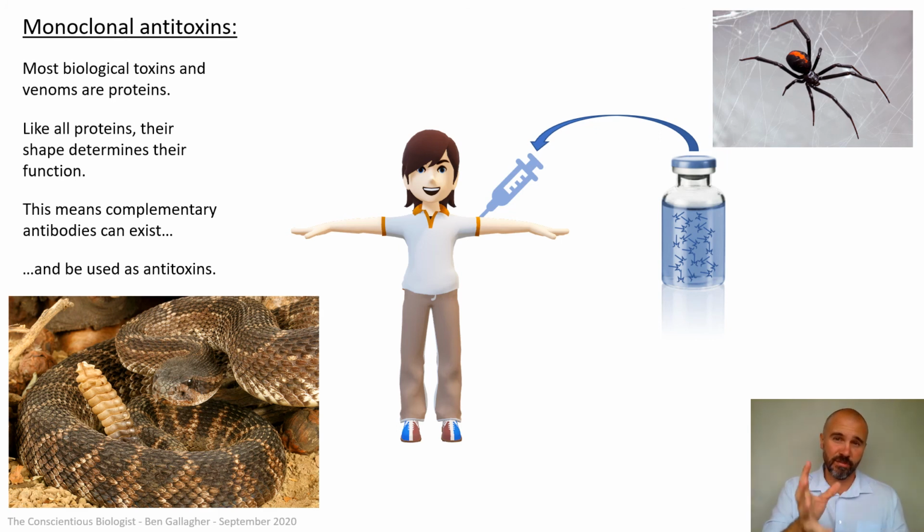You've probably heard of this in films and things like that, where you hear about things like an antidote, or someone says, quick, get the anti-venom, and people get bitten by spiders in the wild and they go, oh, quick, give them an injection of anti-venom. This is what we're talking about. We're talking about monoclonal antitoxins that have been specifically made for the specific snake or the specific spider or the specific whatever poisonous venomous creature that it was.